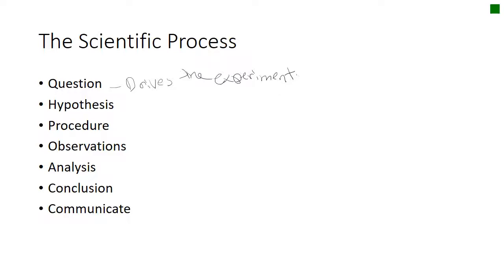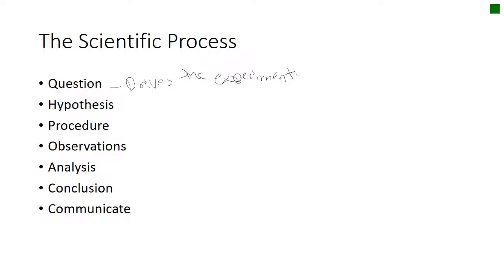So, for example, we could ask ourselves, what effect does increasing temperature have on the tendency of a person to exercise? Okay? It's important to note that in our question we're trying to link two things together. Excuse me, we're trying to link cause and effect between two things.